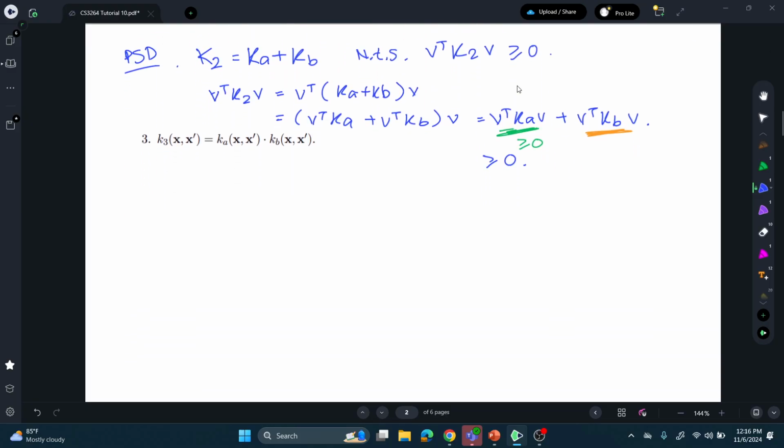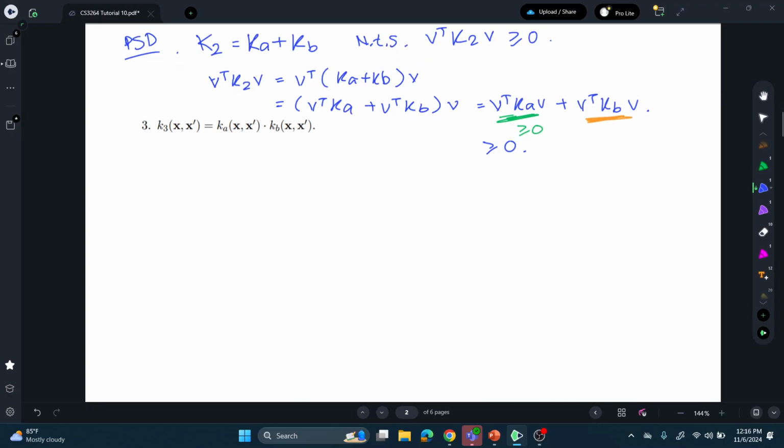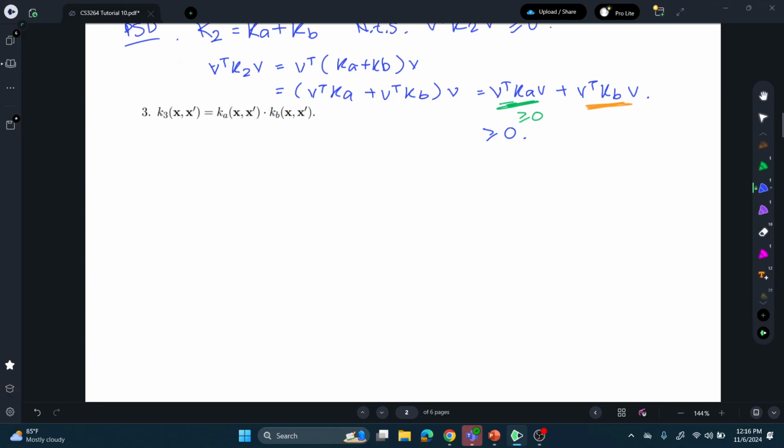Okay, now we go to the last one. If I take two kernels and multiply them, the resulting output is also a kernel. Now this one is actually a bit tricky. In fact, this is the hardest problem of the day, I think. So if you are lost anyway, just raise your hand and let me know.